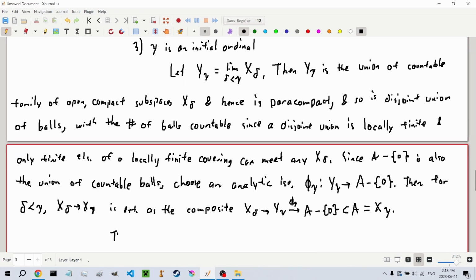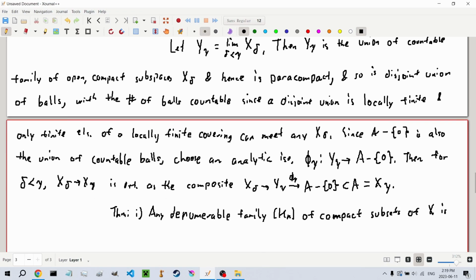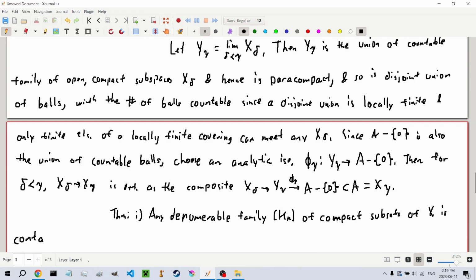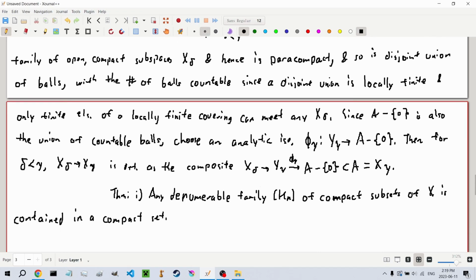And this brings us to, I'm going to write it as a theorem. First off, any denumerable, which is a crazy word, denumerable family k_n of compact subsets of x is contained in a compact set. And secondly, x itself is not compact.